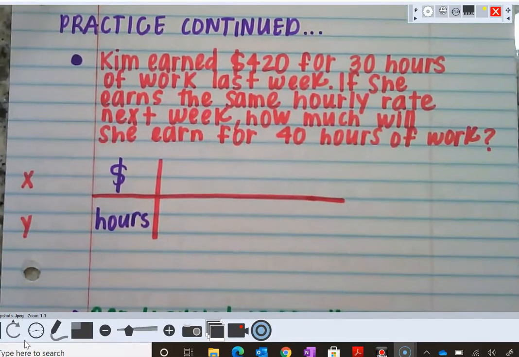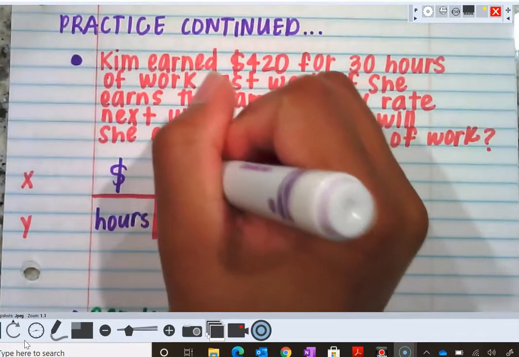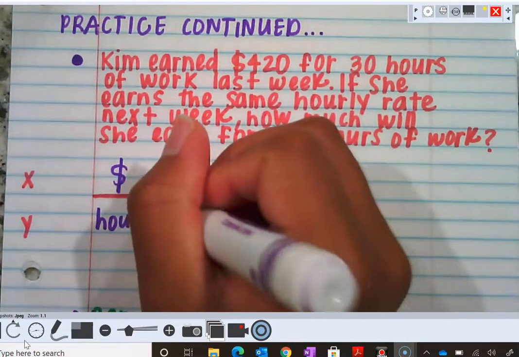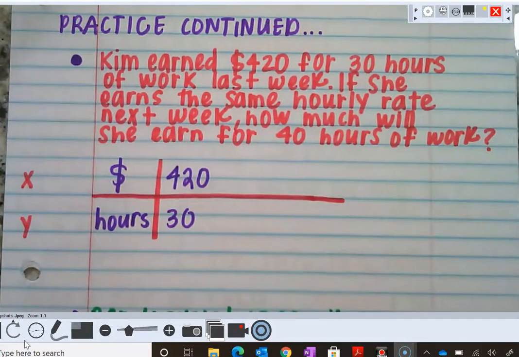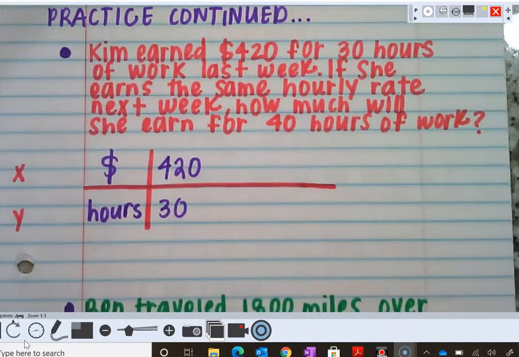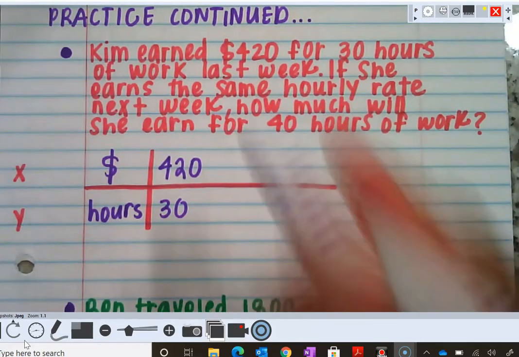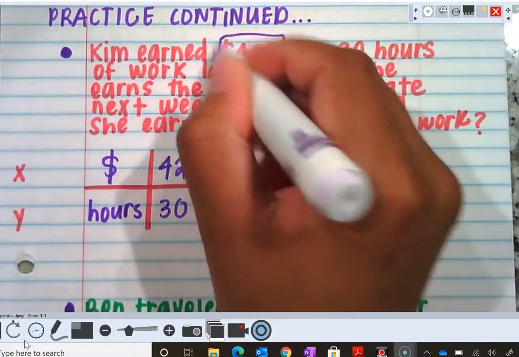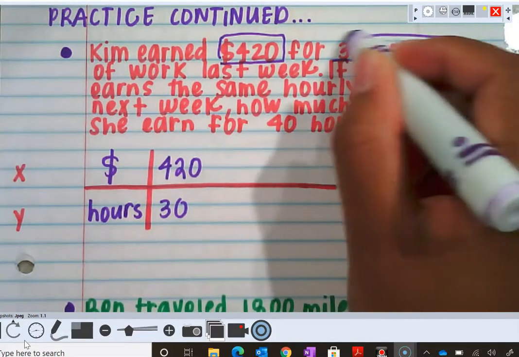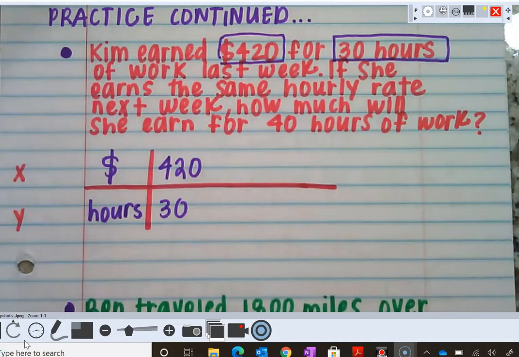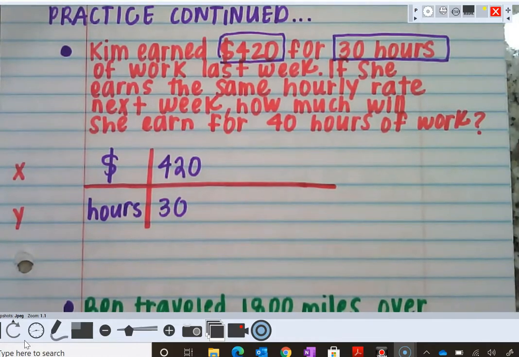So it says that Kim earned $420 for 30 hours of work. If she earns the same hourly rate next week, how much will she earn for 40 hours of work? All right, so we have the information we need to know. What I'm going to start by doing is finding out how much does Kim make per hour. So we're going to find the unit rate. So I want to know how much does Kim make per hour.